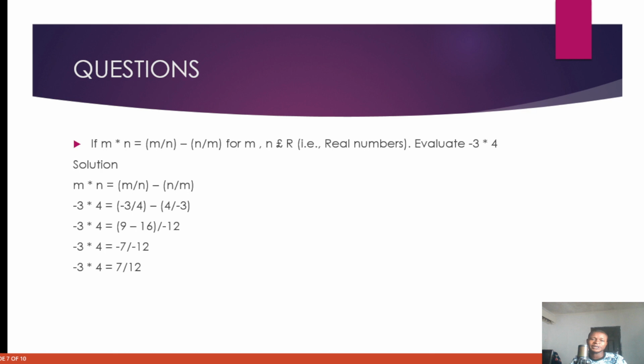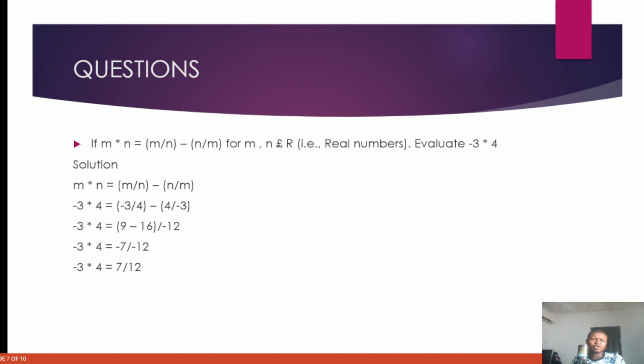If we have to evaluate minus 3 star 4, obviously our m here will be minus 3 and our n here will be 4. When we substitute directly into the expression that has been defined, we have minus 3 over 4 minus 4 divided by minus 3. When we take the LCM here, the LCM obviously is minus 12. When we perform the operation, we have minus 9 minus 16 all divided by minus 12. At the end of the day, we have minus 7 divided by minus 12. Then the minus signs cancel out, and we have our final answer to be 7 over 12.